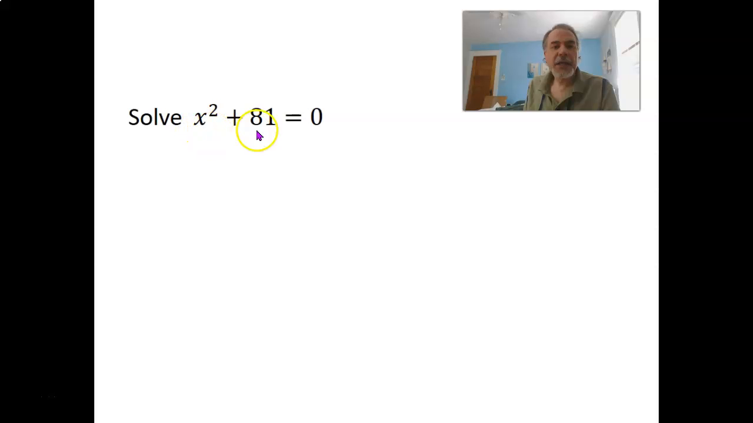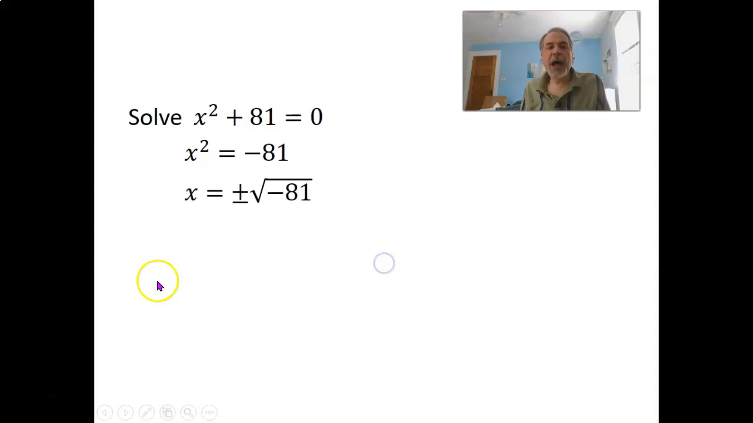Okay, solve x squared plus 81 equals 0. Since there's an x squared but no x term, I think the easiest way to solve this would be by getting x squared on one side equal to a number on the other side and then taking square roots. So subtract 81 on both sides, x squared equals negative 81. And then remember, for x squared to equal a number, x would equal either the positive or the negative square root of that number. So x equals plus or minus the square root of negative 81.